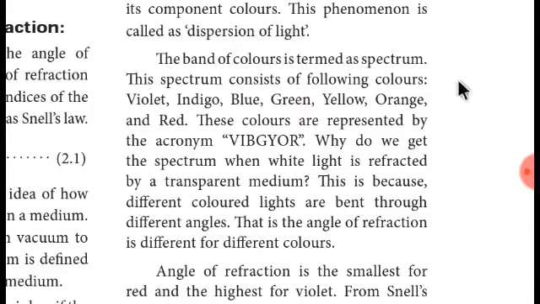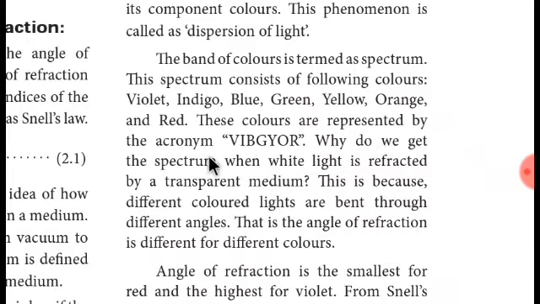He is very good. Okay, coming back to this, the band of colors is termed as spectrum. There is nothing to it. Band means a bunch. The spectrum consists of the following colors: violet, indigo, blue, green, yellow, orange, and red. It is shortly called VIBGYOR, the first letters. That's it.